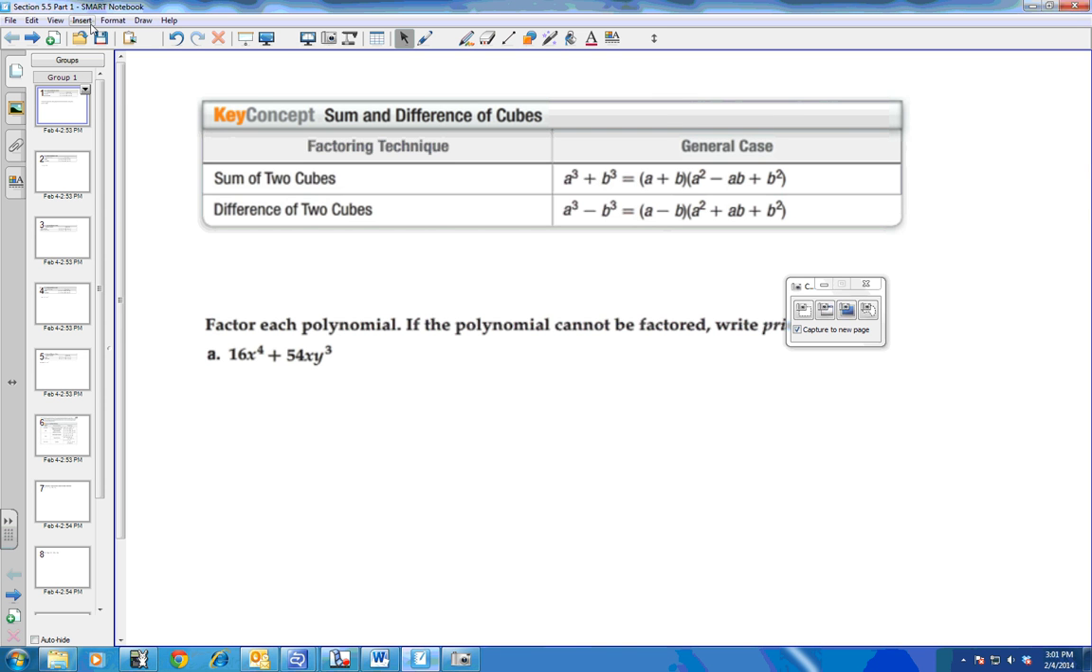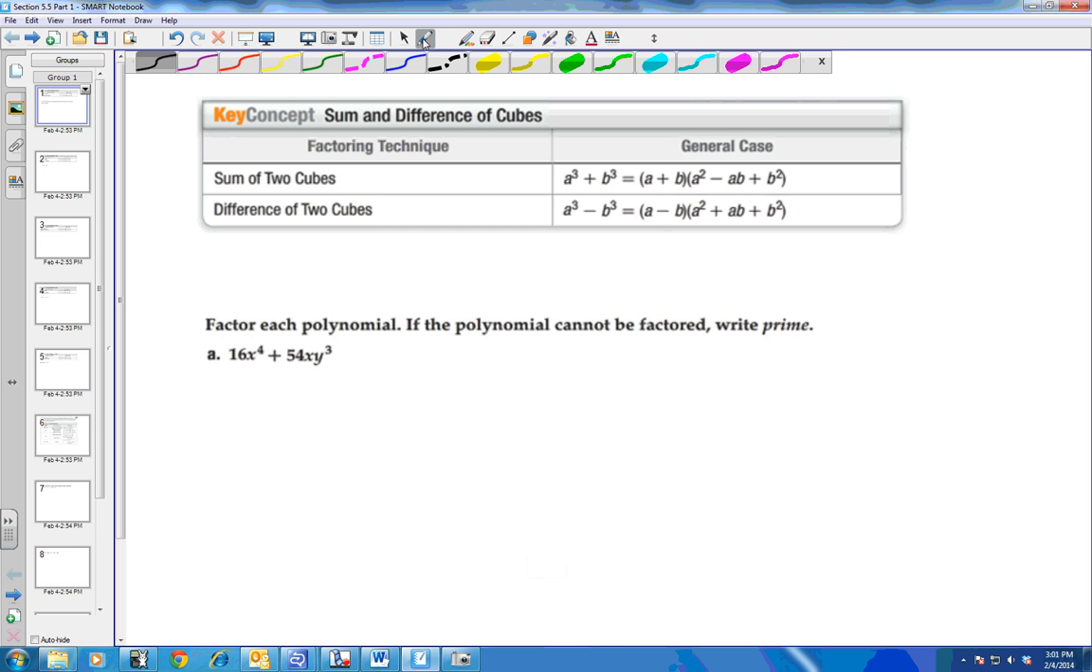This is the video for section 5.5 part 1. And the first type of problem that we're going to have, we'll be learning how to factor the sum and the difference of two cubes. So first of all, let's refresh what cubes are.